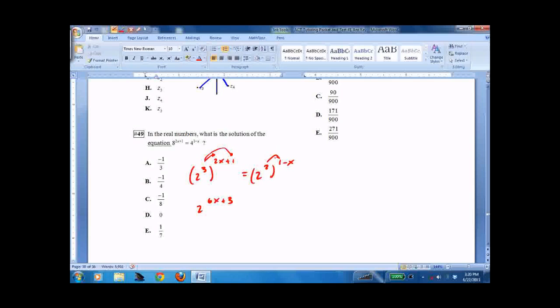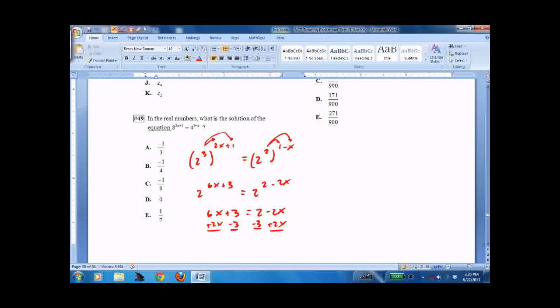And 2 to the 2 minus 2x. And now I know they have to be equal. 6x plus 3 equals 2 minus 2x. Add 2x to both sides. Subtract 3 from both sides. I get 8x equals negative 1. x equals negative 1/8.